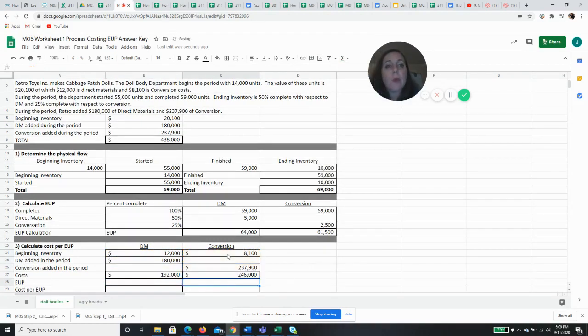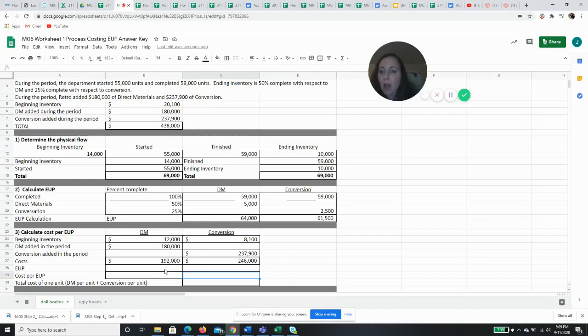Okay, now what I want is to get my costs per unit. And in this case, it's going to be the cost per EUP. So down here, I'm going to add my EUP that I calculated in step 2. And that's going to be my total EUP for completed and ending inventory. So for direct materials, it's 64,000. And for conversion, it is 61,500.